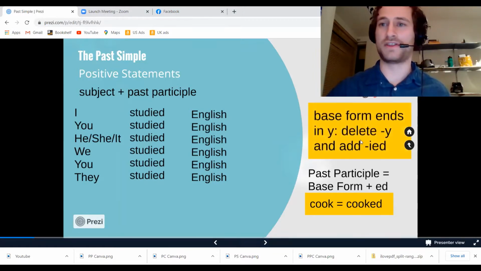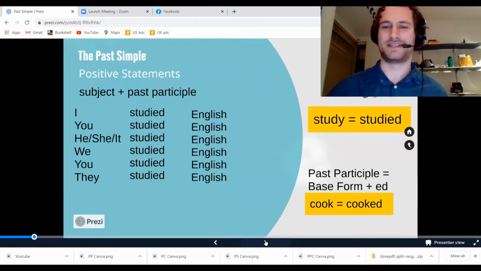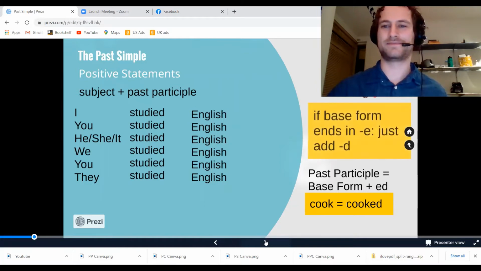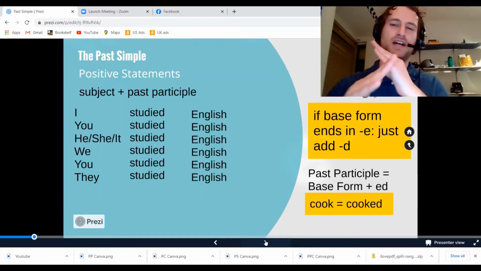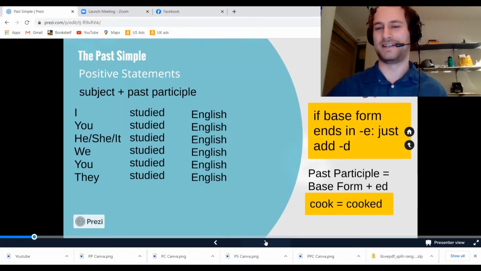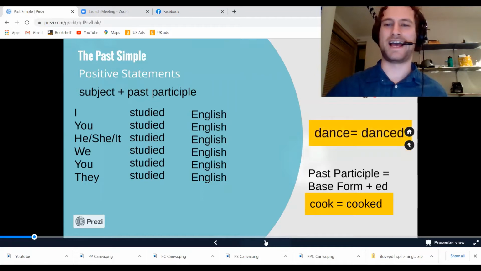So actually, one thing to note is if the base form ends in Y, delete the Y and add IED. For example, study becomes studied. You can kind of see it's cut off on my screen here, but study becomes studied. And if the base form ends in E, just add D. You do not need to add another E and then D. So for example, dance already ends in E. That just changes to danced, not two E's. All right, guys, that's positive statements.